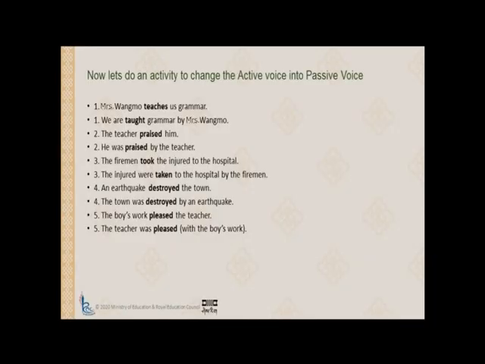Similarly, the boy's work pleased the teacher. The boy is the subject there, and he did the work of pleasing the teacher, the action of pleasing the teacher. The teacher there is the object, and the teacher now, in its passive form, becomes the subject. The teacher was pleased with the boy's work.